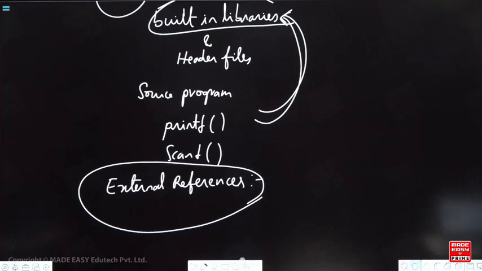If a code in one file refers a location in another file, it is called as external reference.